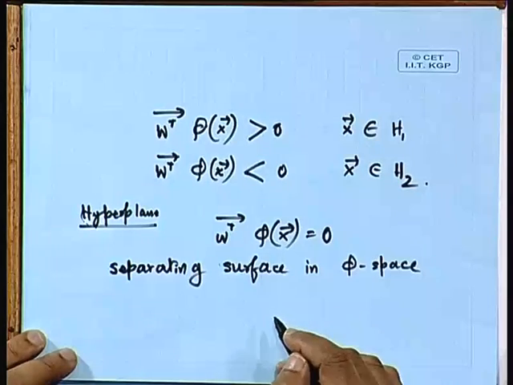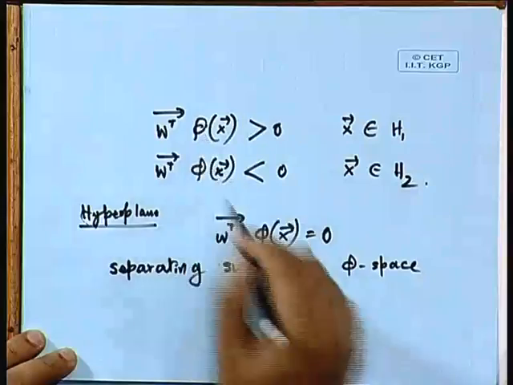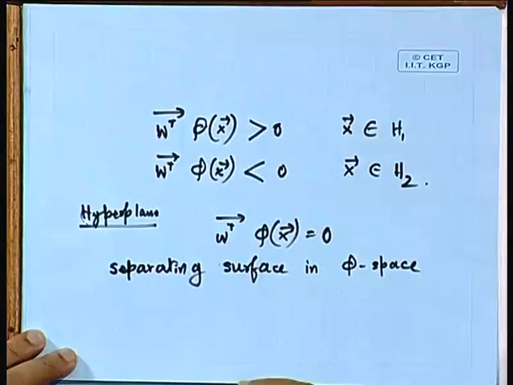So, to have this situation fulfilled, what is the condition? In the phi space the function must be linearly separable, because it is a linear separability condition in the phi space. But phi space is not your input. Your input is a different space. You are mapping from the input to the phi space. So, now you have found a linearly separable surface in the phi space. If you reverse map that hyperplane to the input space, it will no longer remain a hyperplane. It will be a general hypersurface.